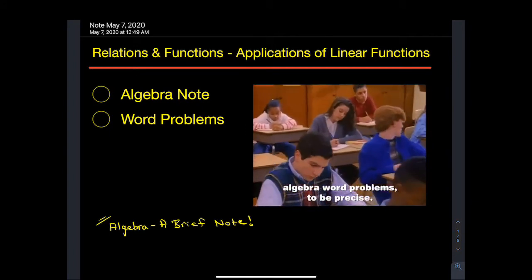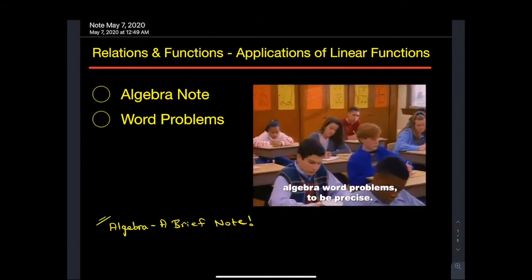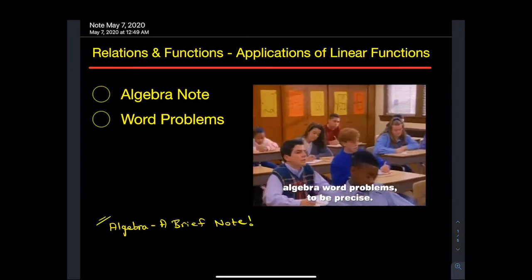We're going to round off our relations and functions unit, and we're just going to talk about applications of linear functions. And yes, fortunately, that does include doing word problems. So algebra word problems to be precise.